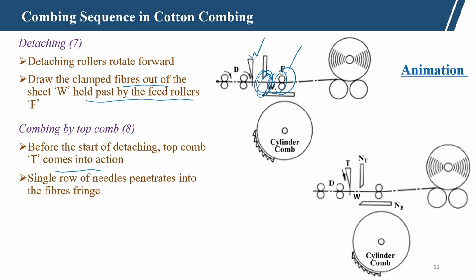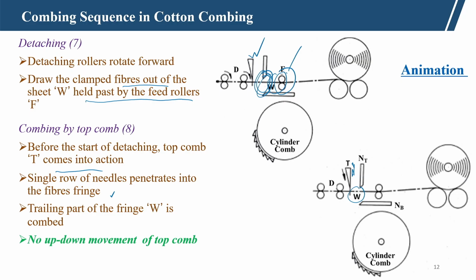A single row of needles penetrates into the fiber fringe. Normally it is not by an up and down movement of the top comb. In the old slow speed comber this type of motion was there, but now in high speed combing they do not move, there is no up and down movement, and the trailing part of the fringe is combed by the top comb. No up and down movement of the top comb is there. Penetration is due to the detaching.